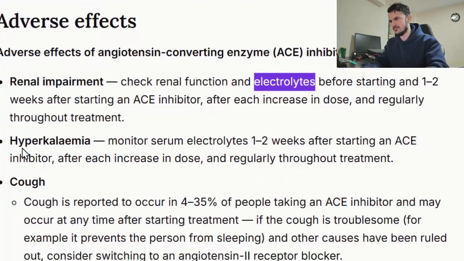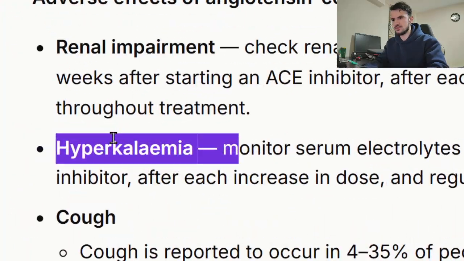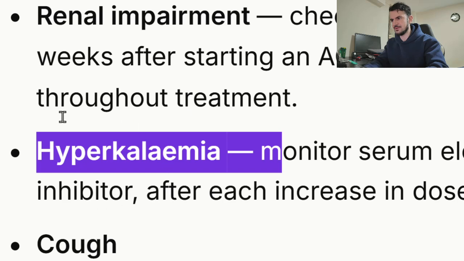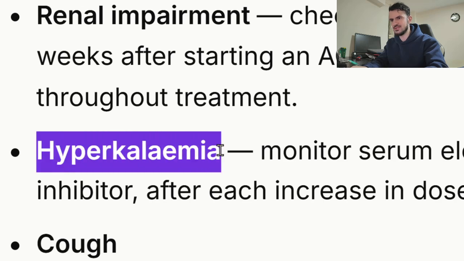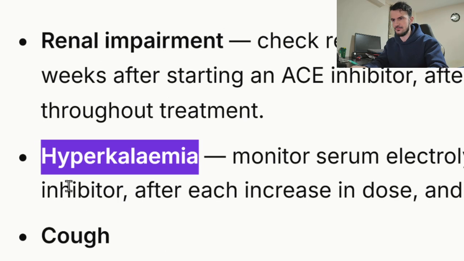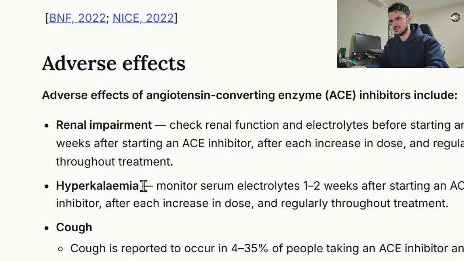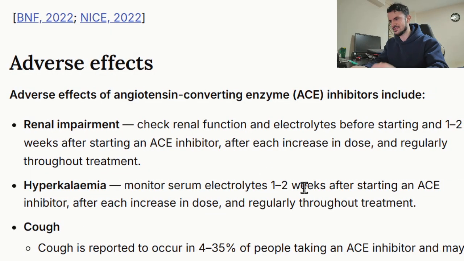Now, why does Ramipril cause hyperkalemia? Ramipril can cause hyperkalemia because it inhibits ACE, angiotensin converting enzyme, which reduces angiotensin 2, which reduces aldosterone, and aldosterone is responsible for potassium excretion. So because aldosterone is responsible for potassium excretion, you lower the aldosterone level, hence keeping more potassium in the body, leading to hyperkalemia. And that's why before initiation of Ramipril, you must monitor serum electrolytes. And that includes 1 to 2 weeks after starting, after each increase in dose, and regularly throughout treatment.